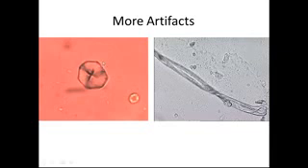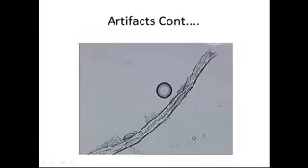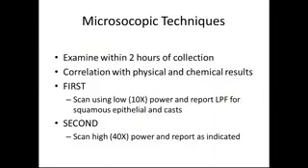You can have artifacts that don't look like much of anything. Here looks like a hair of some sort, and then you can also have air bubbles that can form. Hair, diaper fibers sometimes in children, you can see. So there are a lot of different artifacts that can show up, and we don't need to report those, but we need to look beyond them.